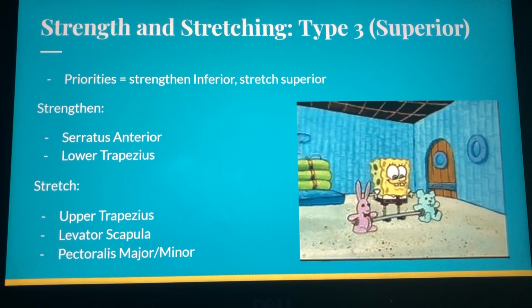This type of dysfunction is typically characterized by a skewed upper trap to lower trap strength ratio. So the upper trap is going to be a lot stronger than the lower trap, so you want to target the lower trap.